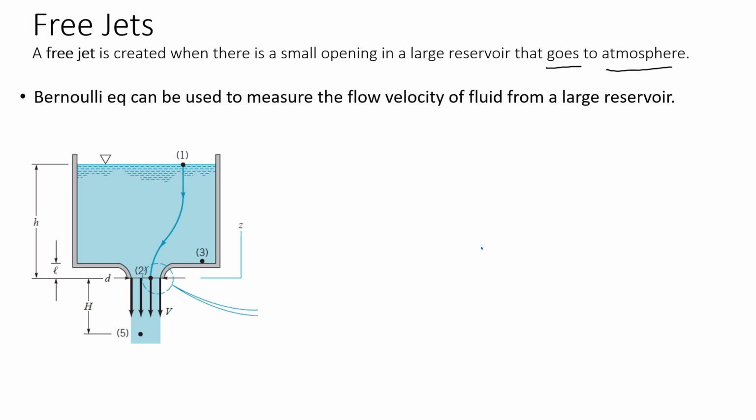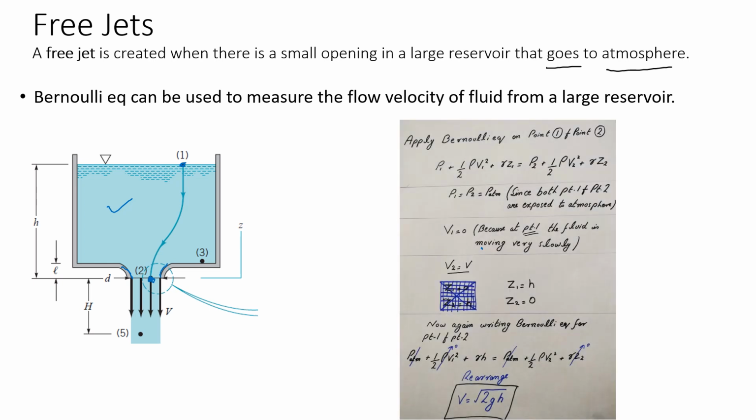This is our free jet situation in which there is a small opening here, and through this small opening a jet of fluid is exiting, and this is the reservoir, a large reservoir. We have taken 2 points, point 1 and point 2, and now we are going to write the Bernoulli equation for point 1 and point 2, and this is what we get. Now at both point 1 and point 2 the pressure is atmospheric pressure, so that pressure can be ignored.